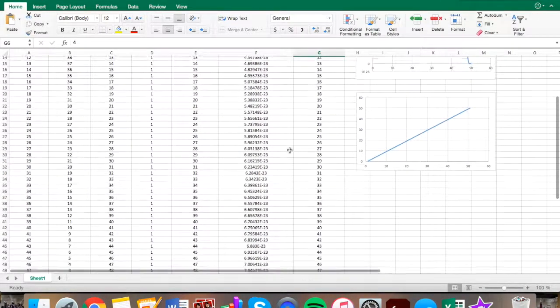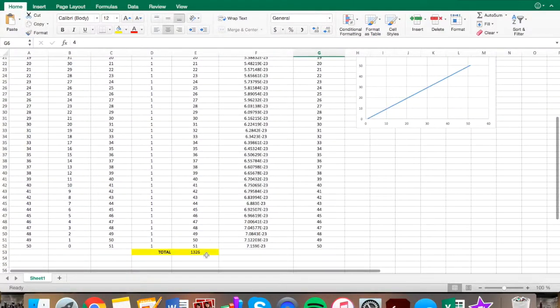I also forgot to mention that the total number of microstates possible is 1,326, so there's that.